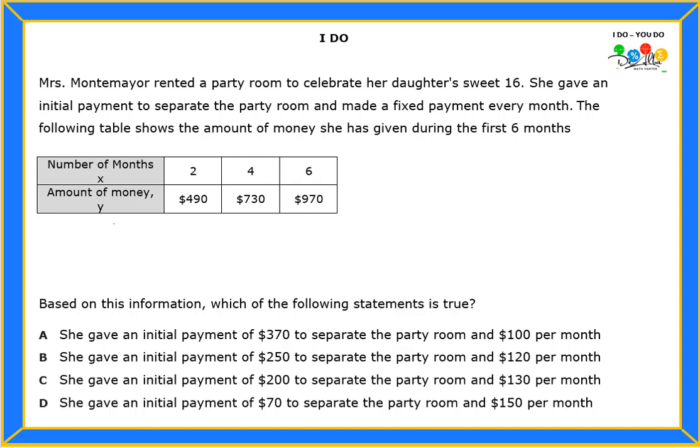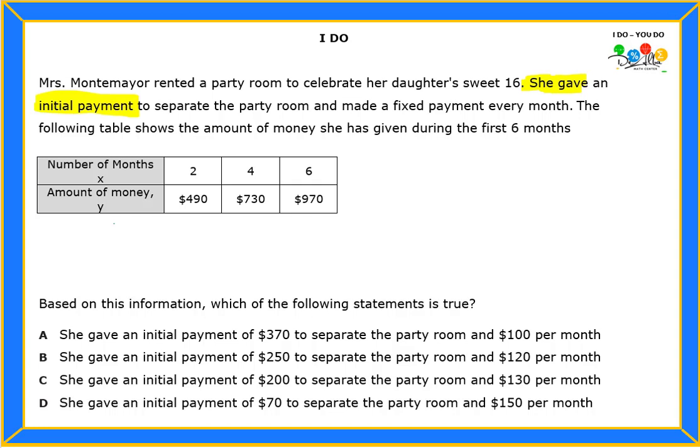Okay, so let's see if we know what's happening here. Well, the first thing I want you to analyze is that Mrs. Montemayor already gave an initial payment. So what does that mean? It means that she's giving kind of like money. They call it sometimes a deposit, right? So it's like you secure the place by giving them so much money. So she already did that. She already gave them money, right?